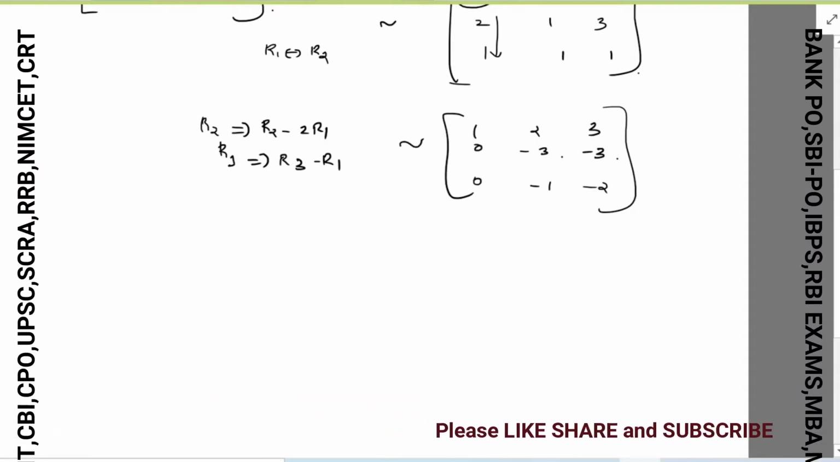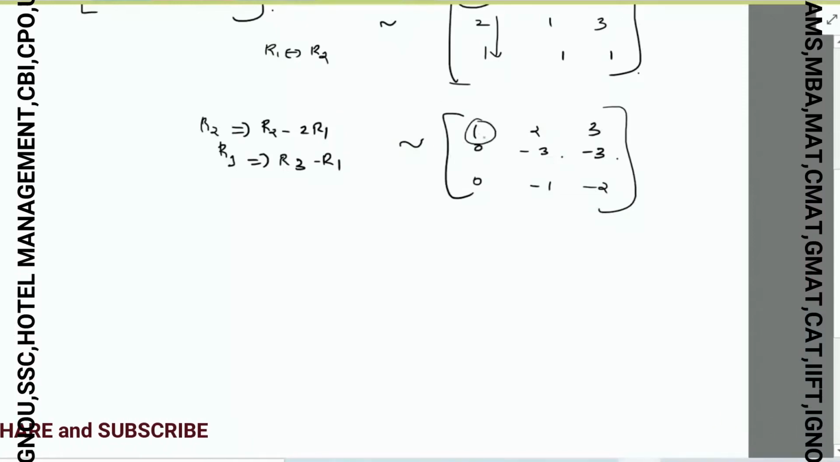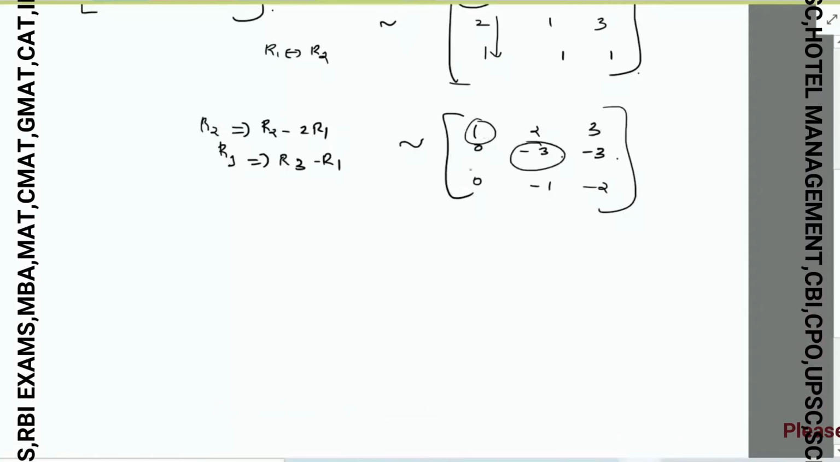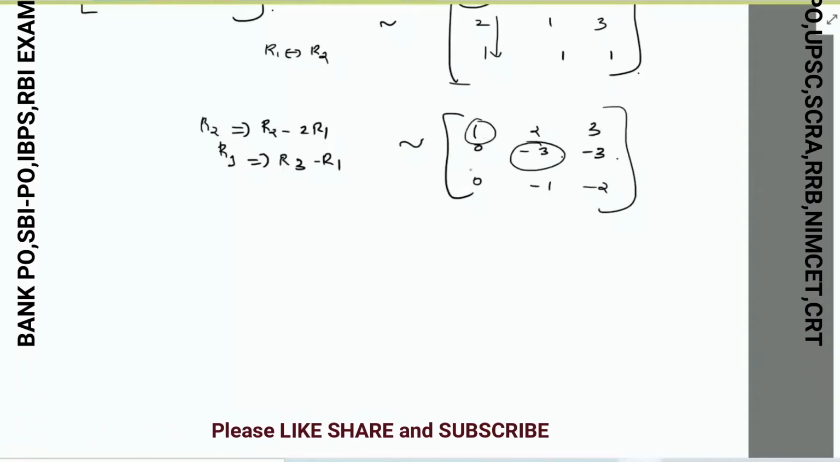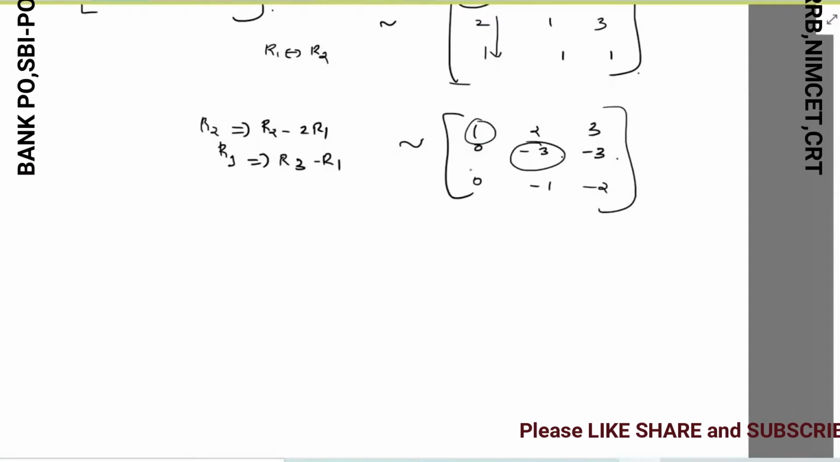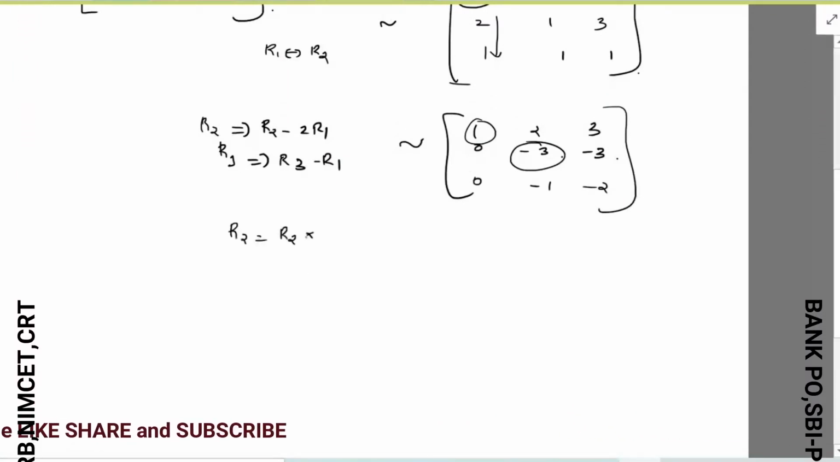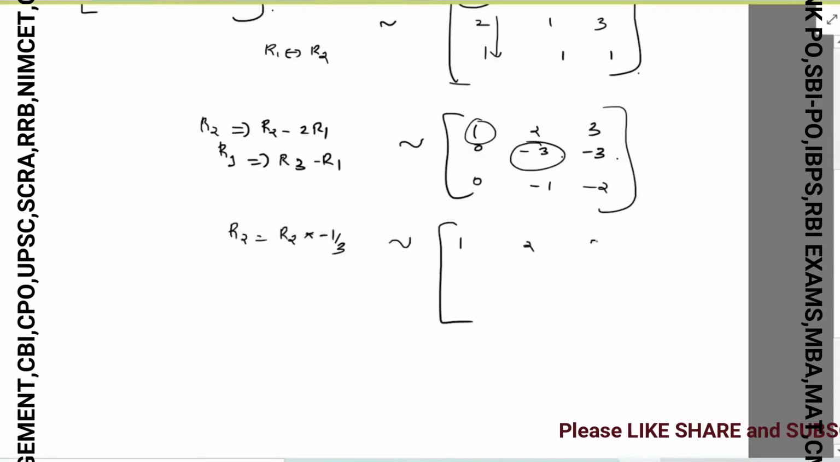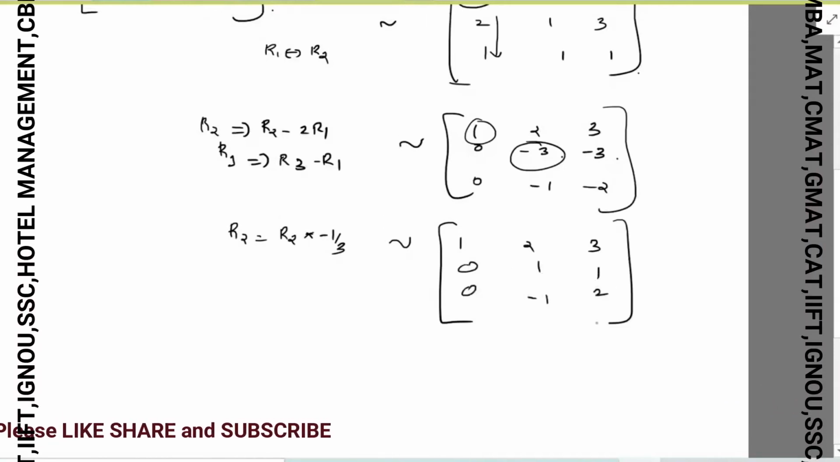Now what? We have made the first leading coefficient 1, and the entries vertically below it are 0. Now move on to the next leading coefficient, which is minus 3. We have to make this leading coefficient 1. You can see that in the second row there is a common factor minus 3, so we can cancel it out using the operation R2 equal to R2 times minus 1 by 3. So this gives 1, 2, 3; 0, 1, 1; 0, minus 1, 2.